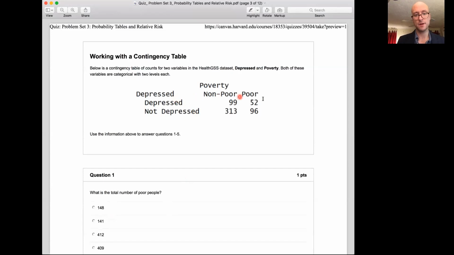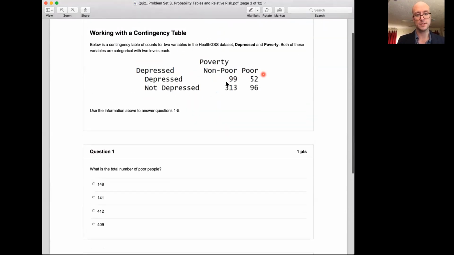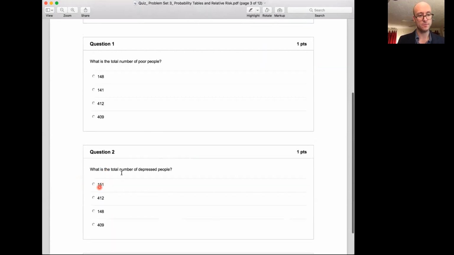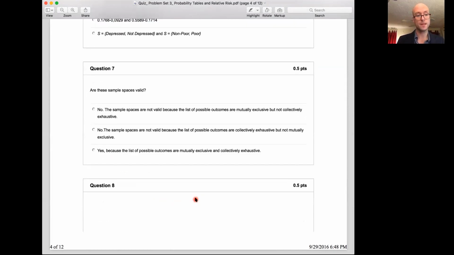Okay, here we got the rows. Same thing, same logic. You just add the rows. That's 99 plus 52. Right there, 151. Okay, so all we're showing, the pedagogical reason for this, is how to interpret a 2x2 contingency table of counts.